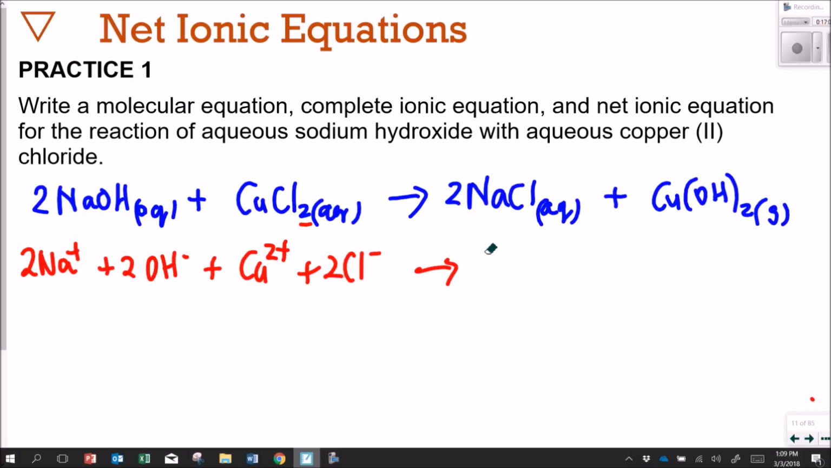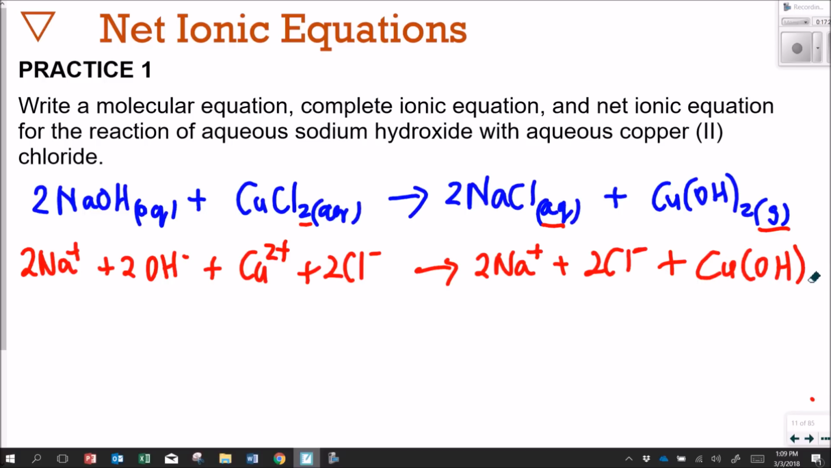I have 2 moles of sodium ions and 2 moles of chloride ions, because sodium chloride is aqueous and will dissociate. But my copper hydroxide is a solid, so I rewrite it as my solid precipitate. I have to cross out the spectator ions. So I have sodium and sodium, 2 on each side, so they cancel out.